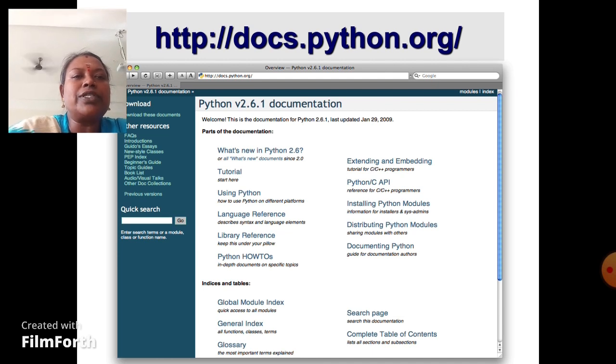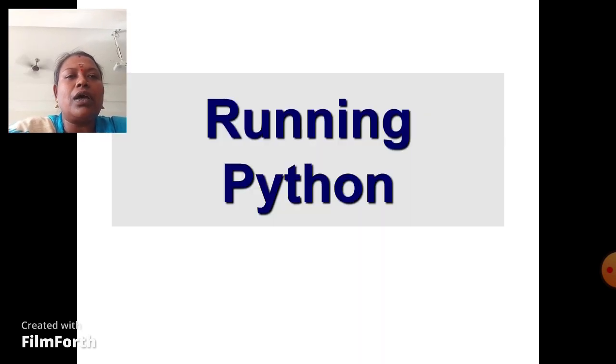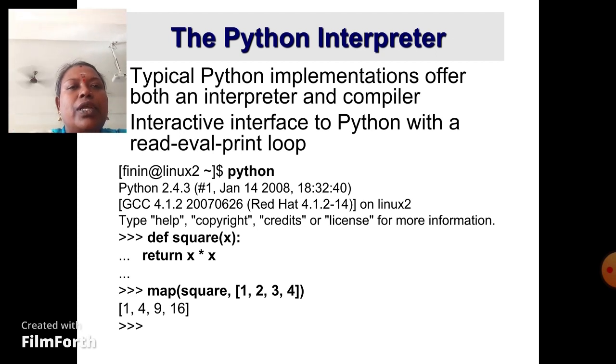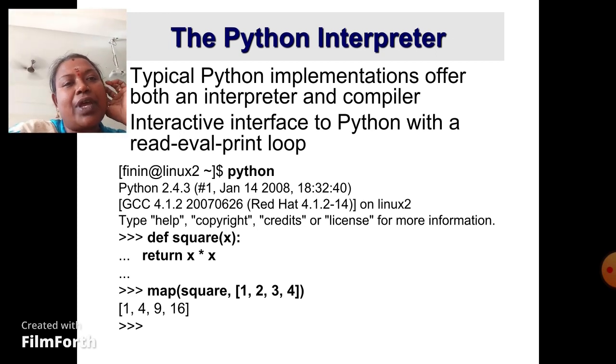So first, install the Python program. Based on the different versions, using the version 2.6.1 documentation, download and install it on your mobile or in your systems. Then simply create Python code using a Python interpreter and compiler.